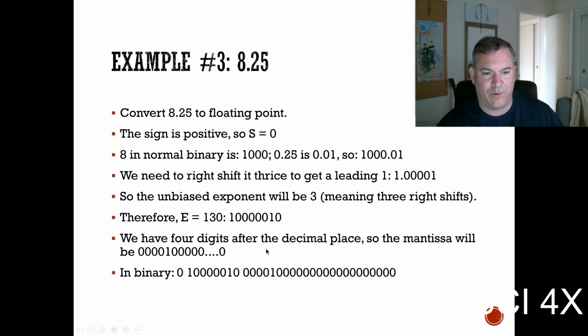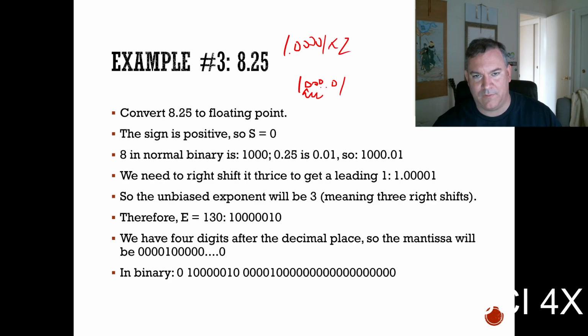Okay, so the next one is 8.25, and for that one, you're going to have to shift it a few more times. So, 8.25 is 1000.01. So we shift the thing 3 times. So this is 1.00001 times 2 to the 3rd. So the mantissa is going to be 001. So you can see down here, 001. And the exponent is 127 plus 3, which is 130. And so it's 128 plus 2.